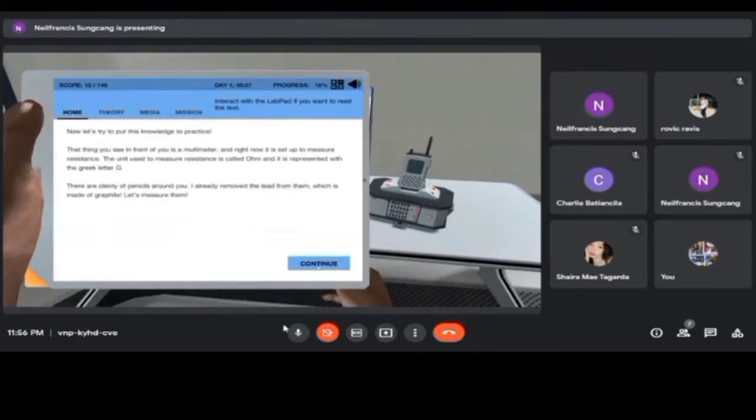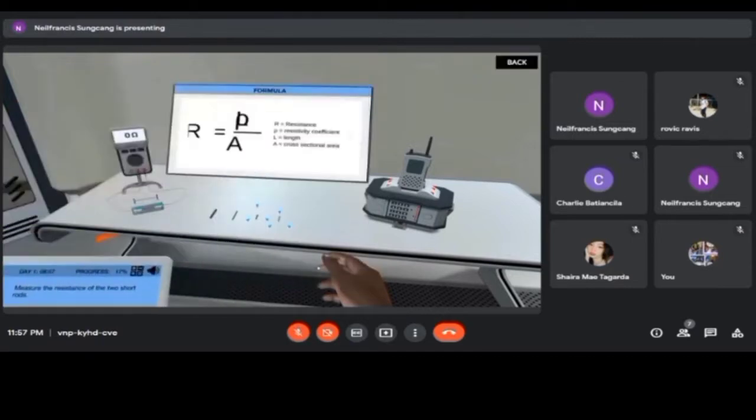Now let's try to put this knowledge to practice. That thing you see in front of you is a multimeter, and right now it is set up to measure resistance. The unit used to measure resistance is called ohm and it is represented with the Greek letter omega. Now measure the resistance of the two short rods.